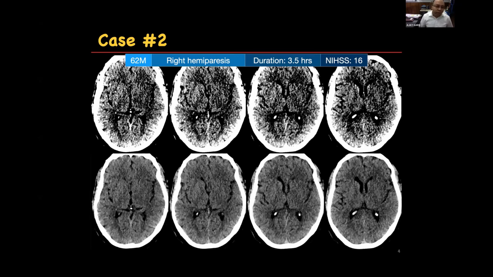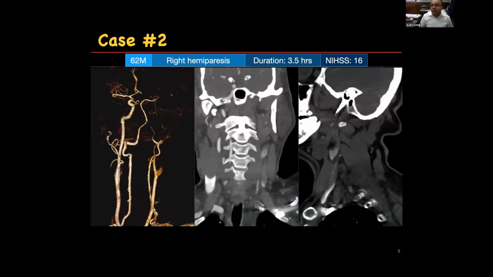The CT angio was also done, which shows a small stump with tapering. So what is the site of obstruction in this case? Is the obstruction at the level of the ICA origin, or is it distally somewhere in the distal ICA, or at the T junction, or the MCA?